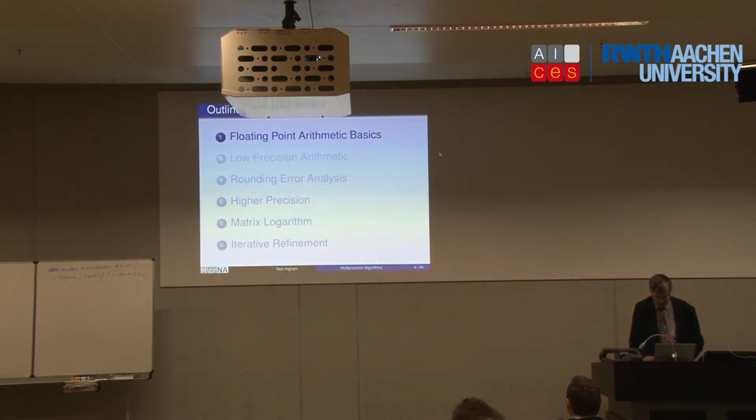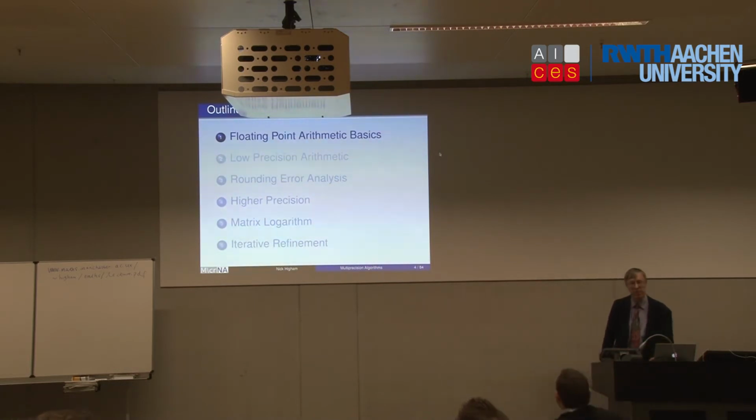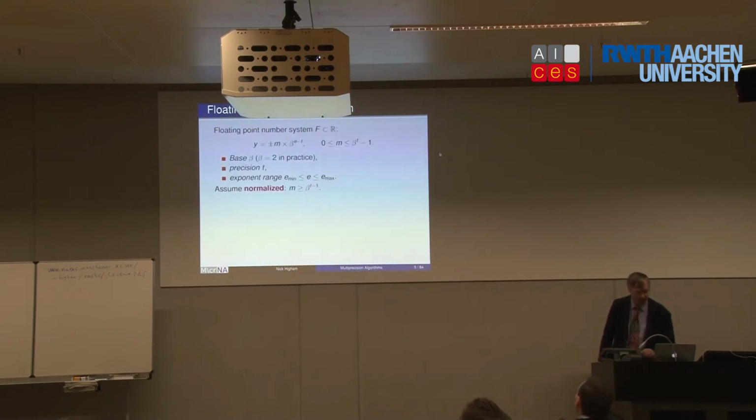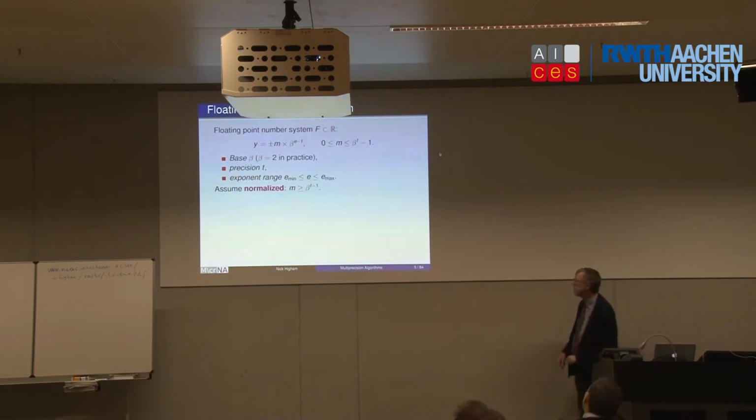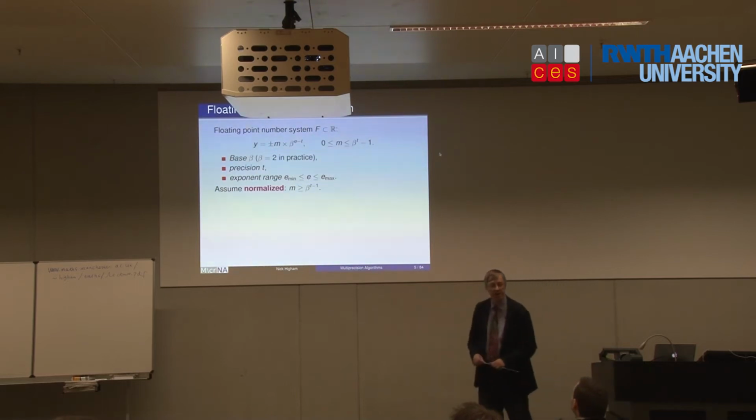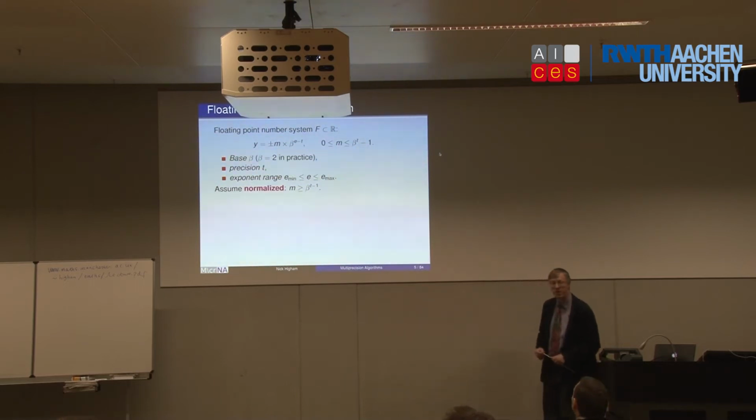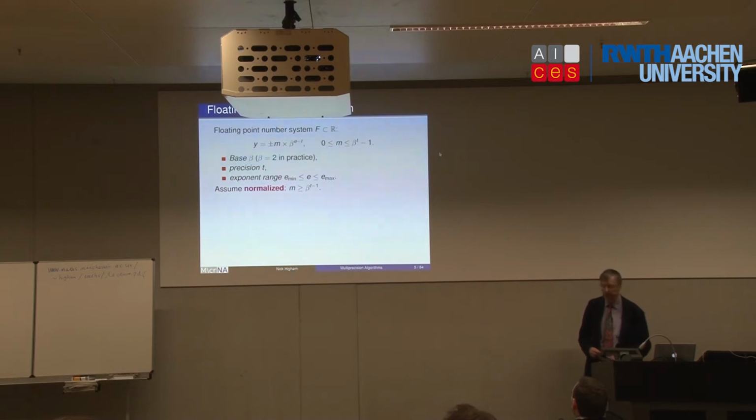Right. So I'm going to start off with a few beginnings. Some of you may already be quite familiar with this, some less so, but I thought it would be worth going over some basics. So a floating point number system, how do we express it and how do we do things with it?